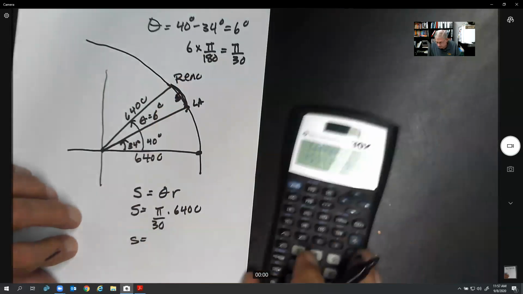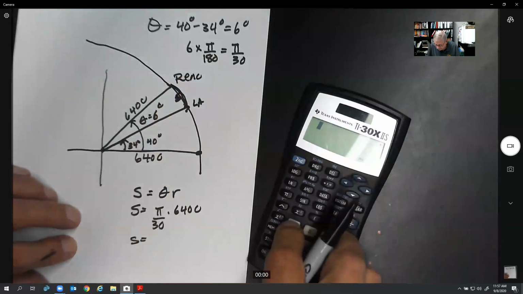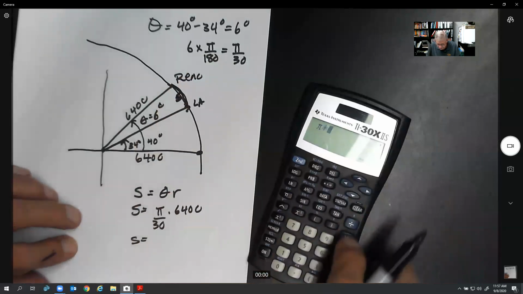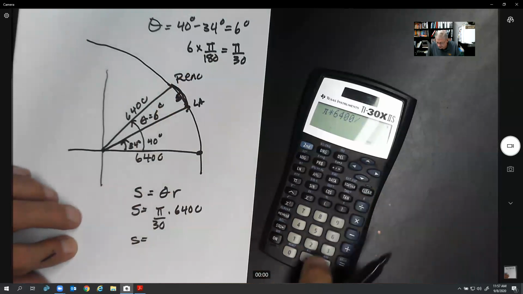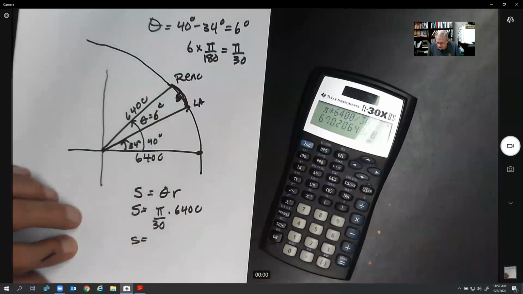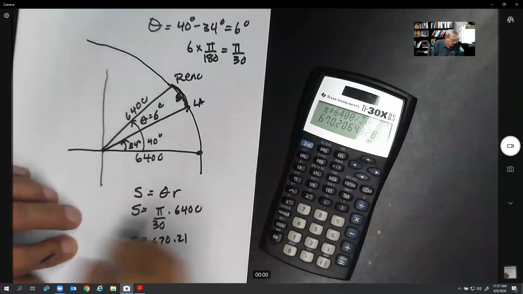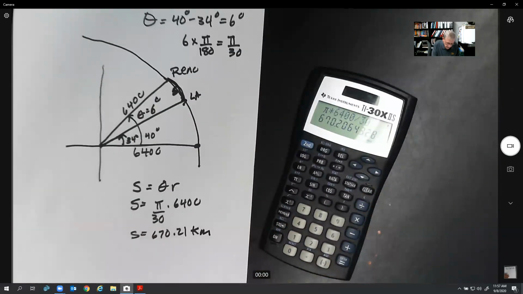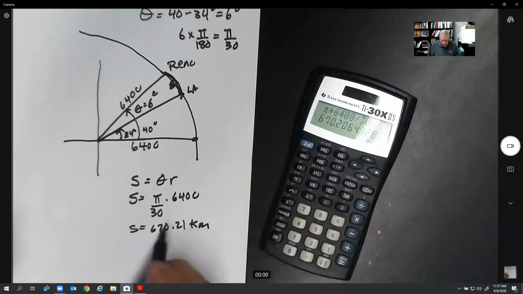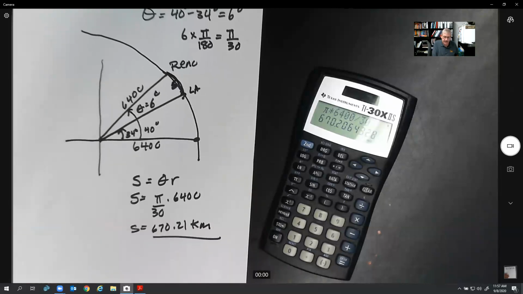And so that's going to be, let's just use our calculator here, pi times 6,400 divided by 30 is 670.21 kilometers, I think. They rounded off to 670, but we're a little bit more accurate. And we have the distance.